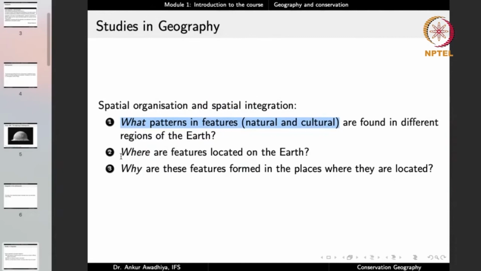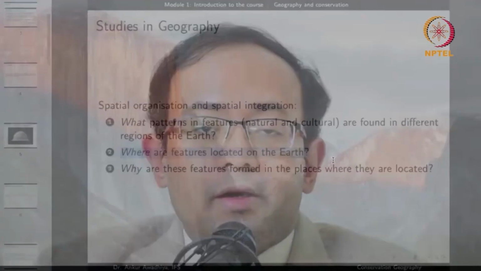Now, once you have found out a pattern, the next question is, where are features located on the earth? That is, suppose you are looking at our country, India, and you ask the question, okay, what are the various features in the naturalized landscape of various places in India? Now, in that case, you will say that, okay, we have a mountain, the Himalayas on the north. Then to the south of the Himalayas, we have the northern plains, which are very plain areas. Then towards the south, we have the plateau area, the Deccan Plateau. We have the coasts on both the flanks, and we have our Thar Desert.